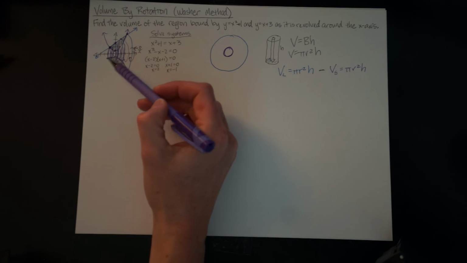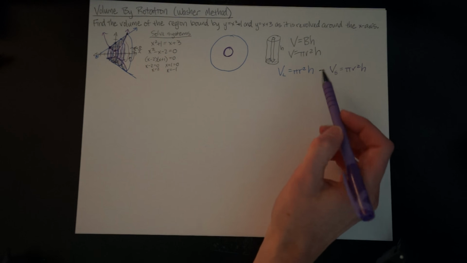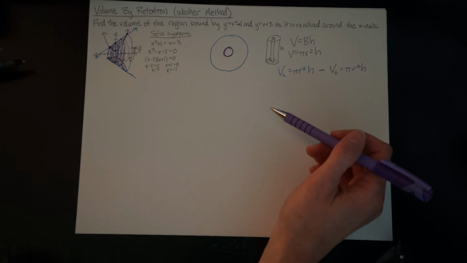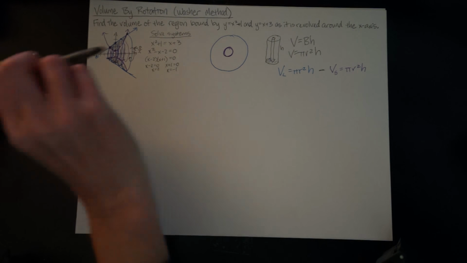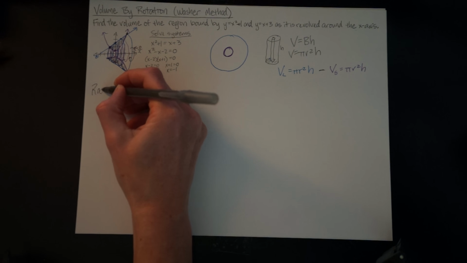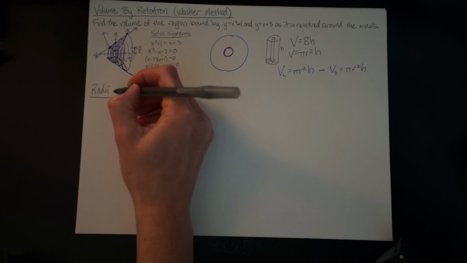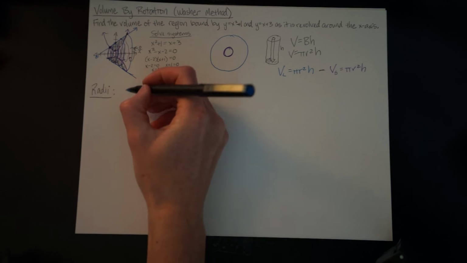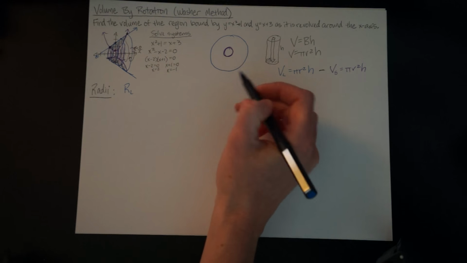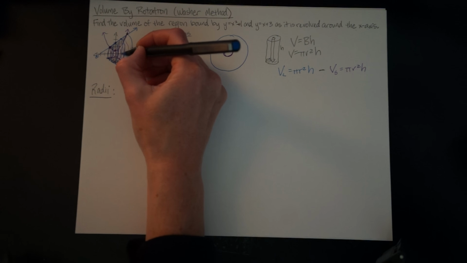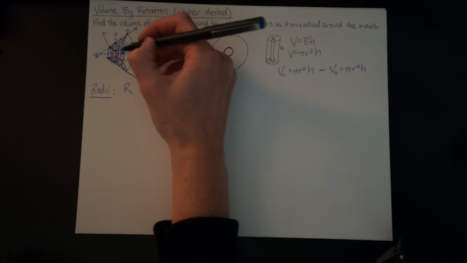Now, because our radius is changing here, it gets a little bit more interesting. So let's look at what that radius looks like. So we're going to find our radii here. Our radii are going to look like this. The radius of the larger circle, the blue one, is going to go from this x-axis here. I'm going to try and draw it so you can see it.